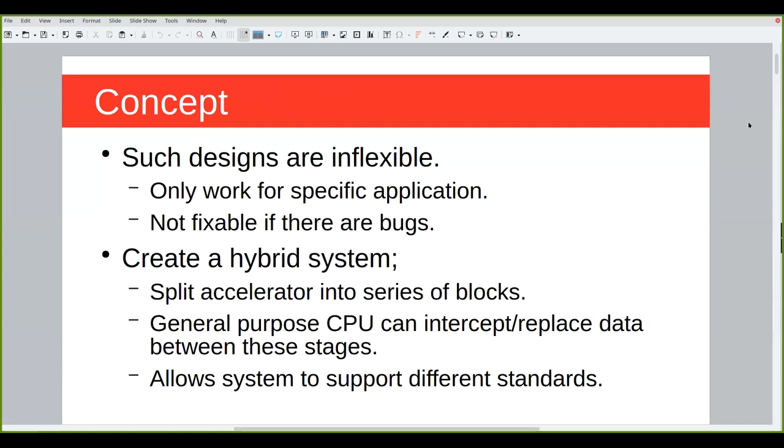The concept of this work was to design a hybrid system where a normal CPU can interact with a pipeline of accelerator blocks. This would allow new components to be added to the accelerator chain, for example, to add functionality or a new modulation standard. Additionally, it could also be used to replace a buggy or broken piece of hardware, which you could bypass using software to fix the design.